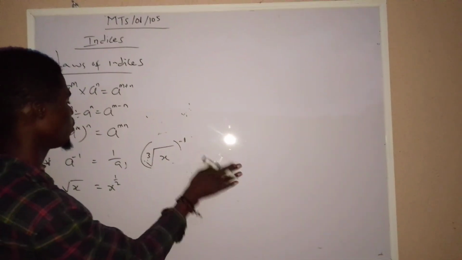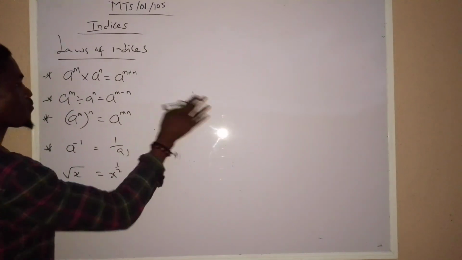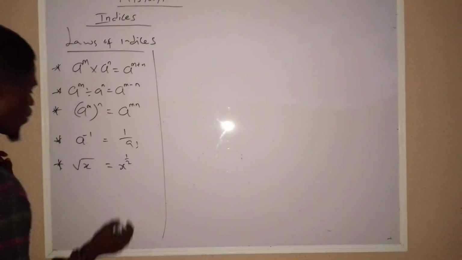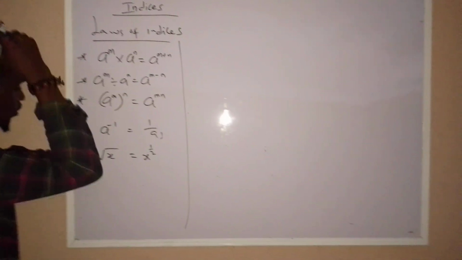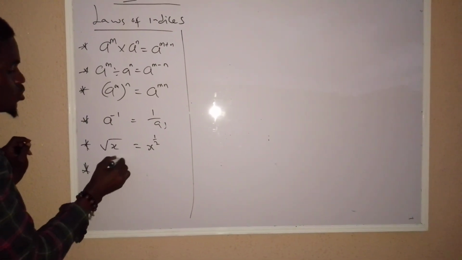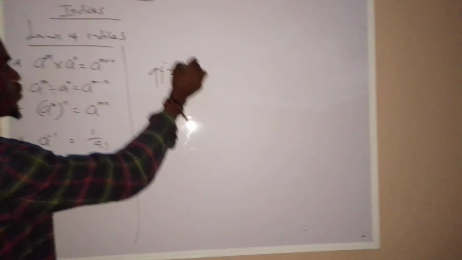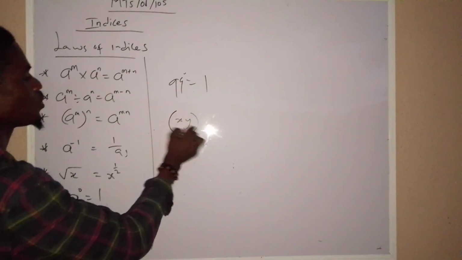Alright, so I'm moving on to some typical examples. Before then, let me end it up with this. Zero index. Any number raised to power 0 is 1. 99 raised to power 0 is what? 1. x, y, everything raised to power 0 is 1.